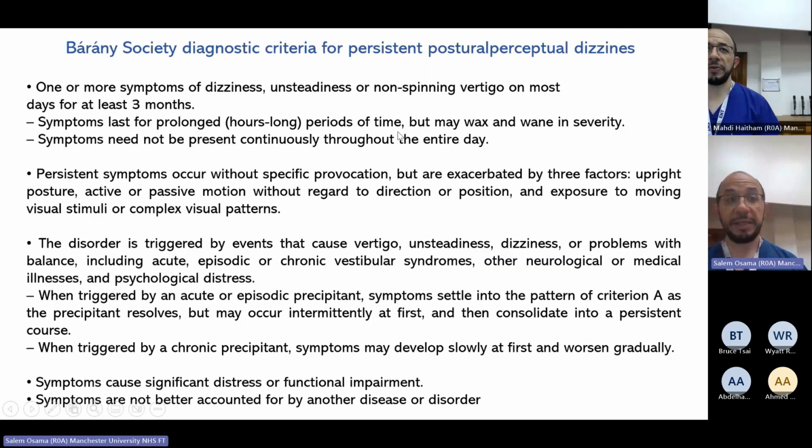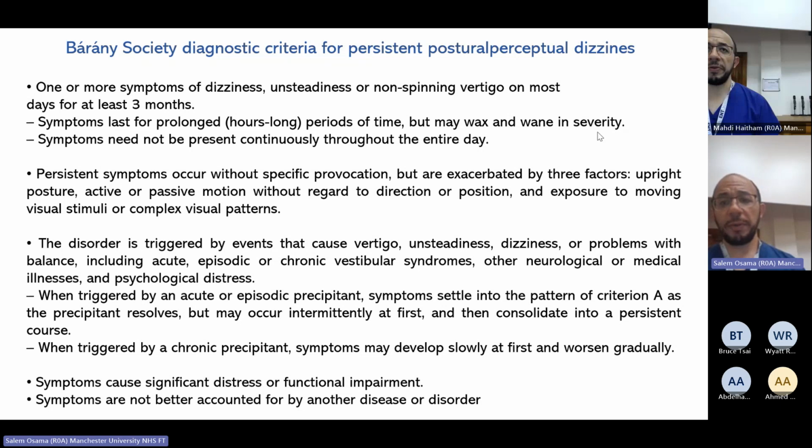So this is the Barany diagnostic criteria. They put it for persistent postural perceptual dizziness, and it's one of the important slides. They put actual characteristics, and it's very important to keep in mind that you get one of these symptoms for at least more than 3 months. Usually these symptoms are preceded by vestibular neuritis or anything like that, and these symptoms are there all day without specific provocation or anything that causes this problem.